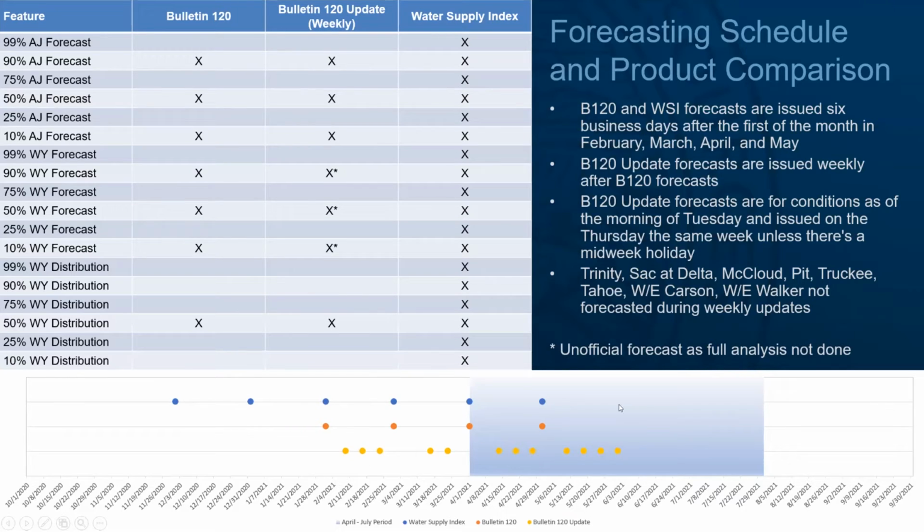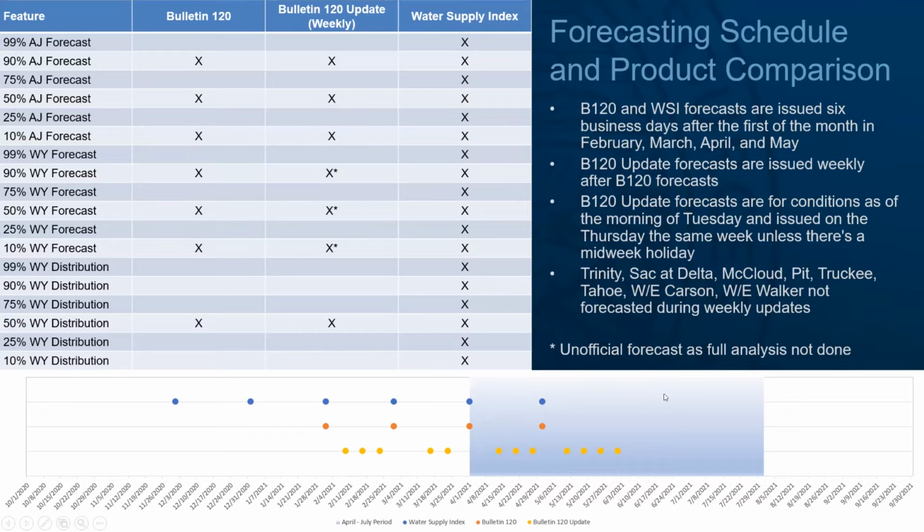This scale on the bottom is the release of the forecast. This is what it was for this past water year, 2021. The first WSI forecast we release is conditions as of December 1st. And then we do that for December, January, February, March, April, and May.